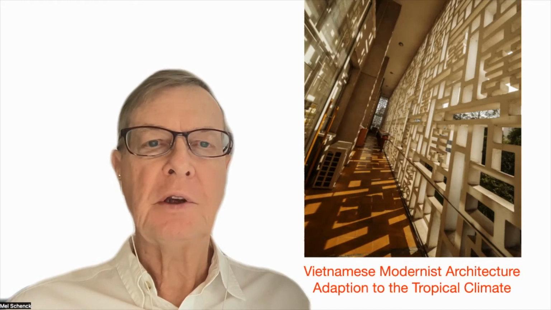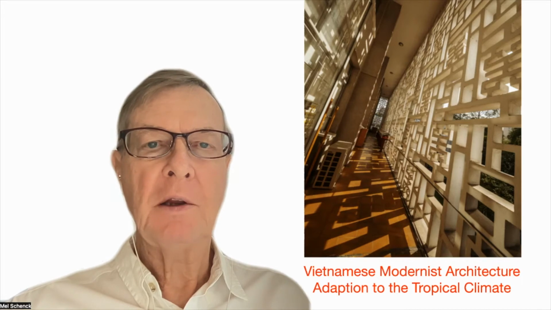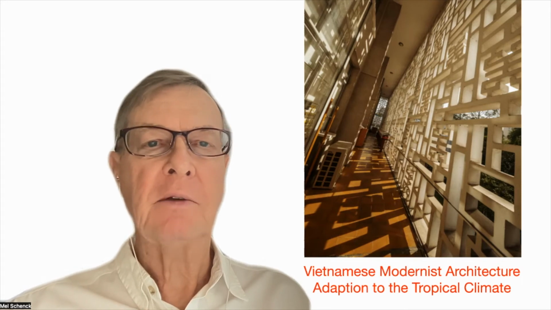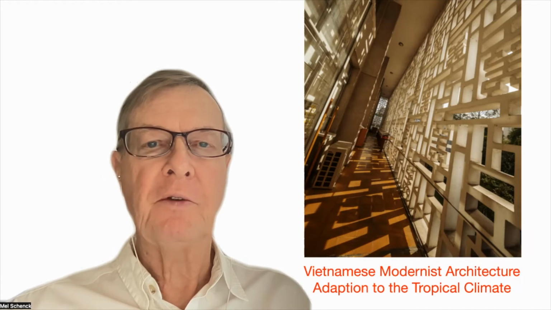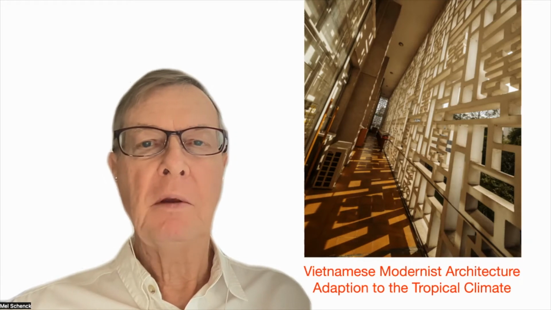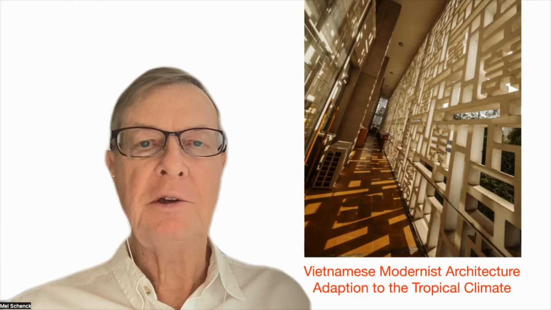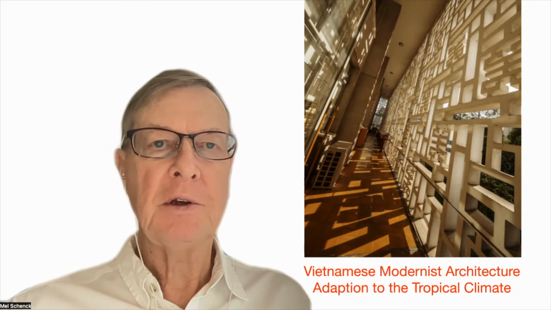In addition to its expression of Vietnamese identity, using the vocabulary of modernism, Vietnamese modernist architecture of the mid-20th century responded in innovative ways to resist the impacts of the tropical climate while enhancing the experience of natural phenomena in the environment. This video provides the context and details of the methods used in Vietnamese modernist architecture to accomplish these objectives.